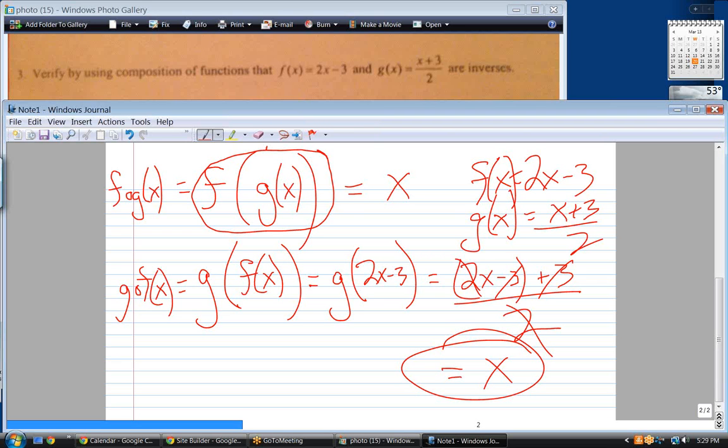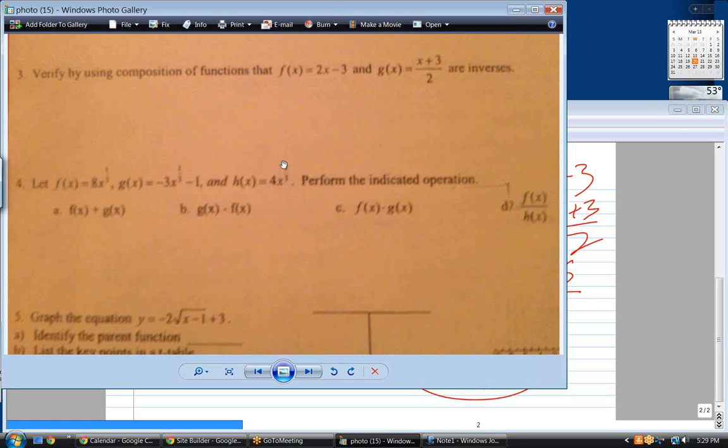Now, I've never actually found a function where if one of them was equal to x, the other one wasn't. But even still, they seem to want you to prove both ways. Okay.